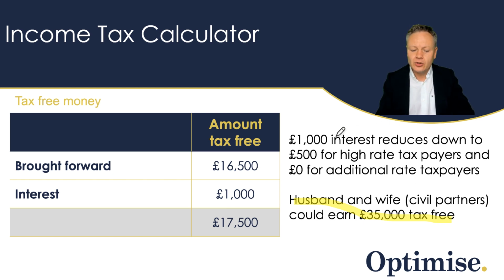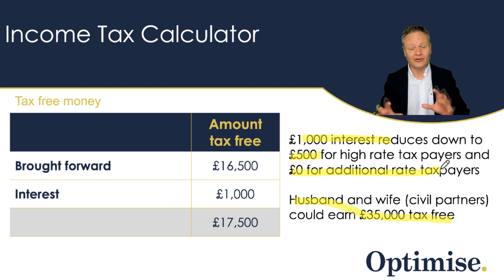Please note though, the interest that we're talking about here, that £1,000 worth of interest allowance does go down. So if you become a high rate taxpayer, that £1,000 worth of tax-free interest does reduce to £500. An additional rate taxpayer, well, sadly, you do not get any allowance at all for interest that you receive, and you will be taxed fully on it.